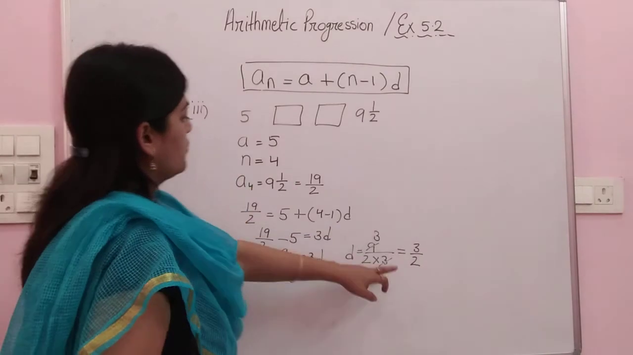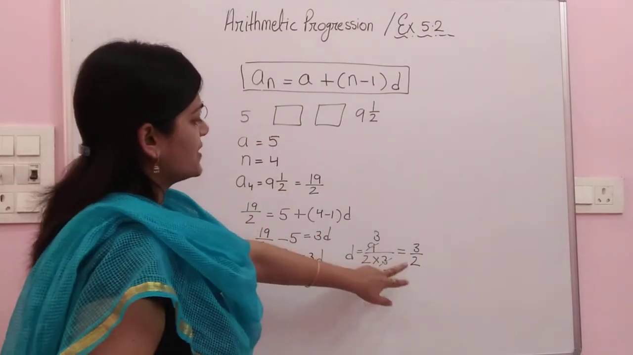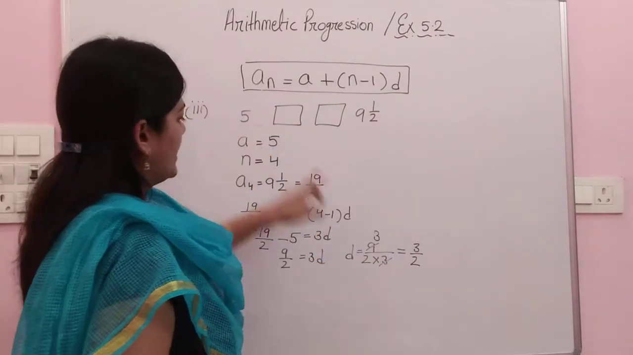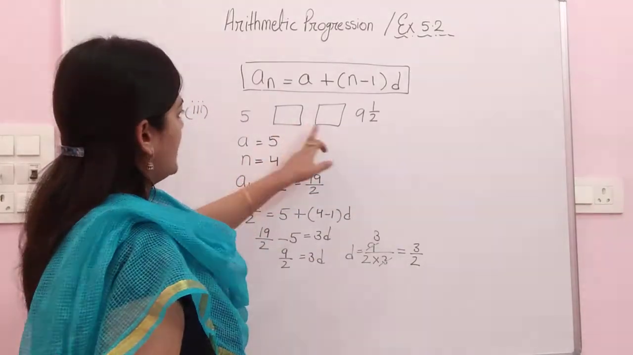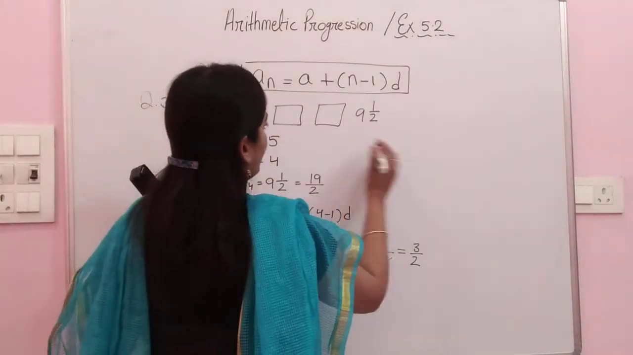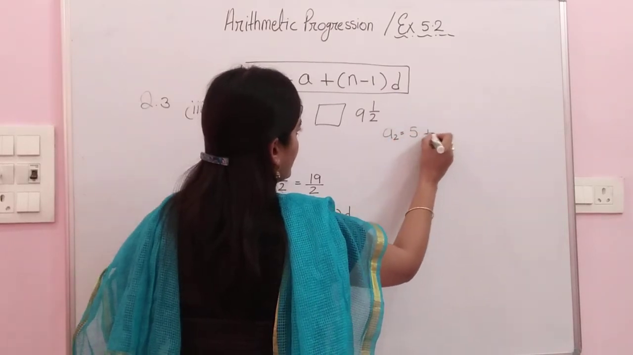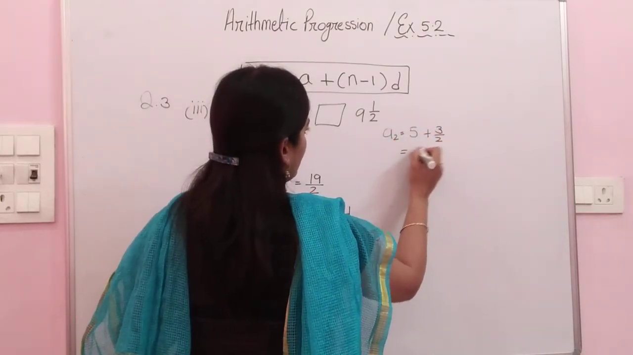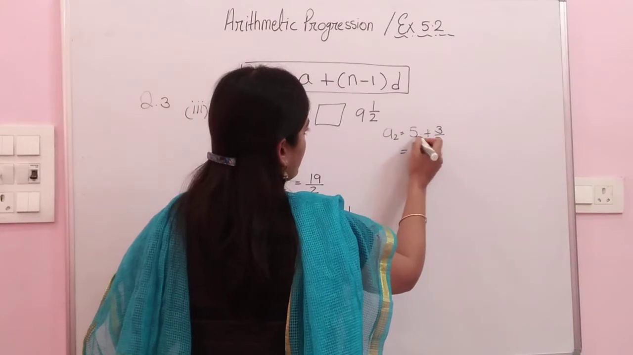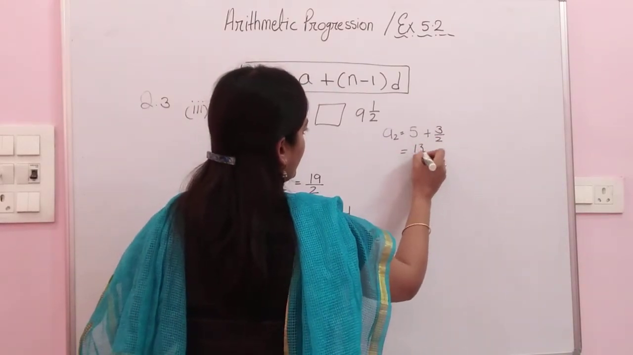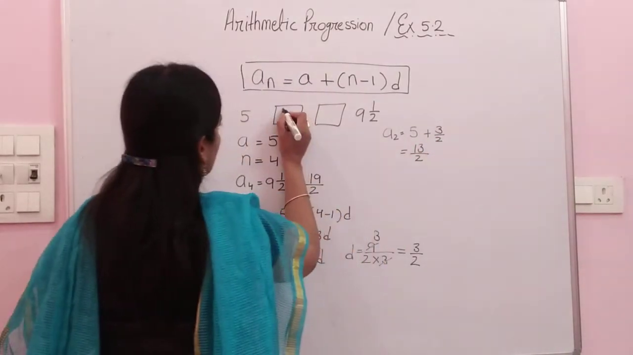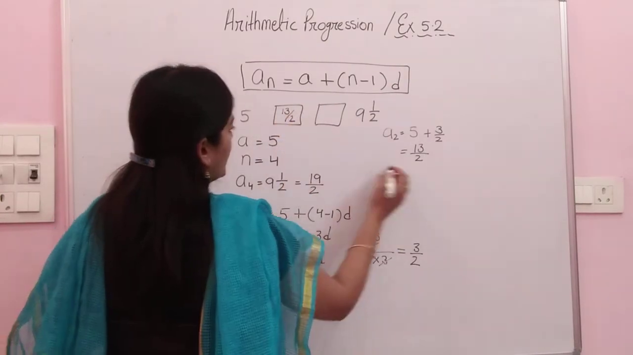Then if you want to find the value of this, you just need to add A plus D. Then A plus 2D. Then find this value. A2 is equal to 5 plus 3 by 2. It will become 10. 5 2s are 10 and 3, 13 upon 2. It is equal to 13 upon 2.